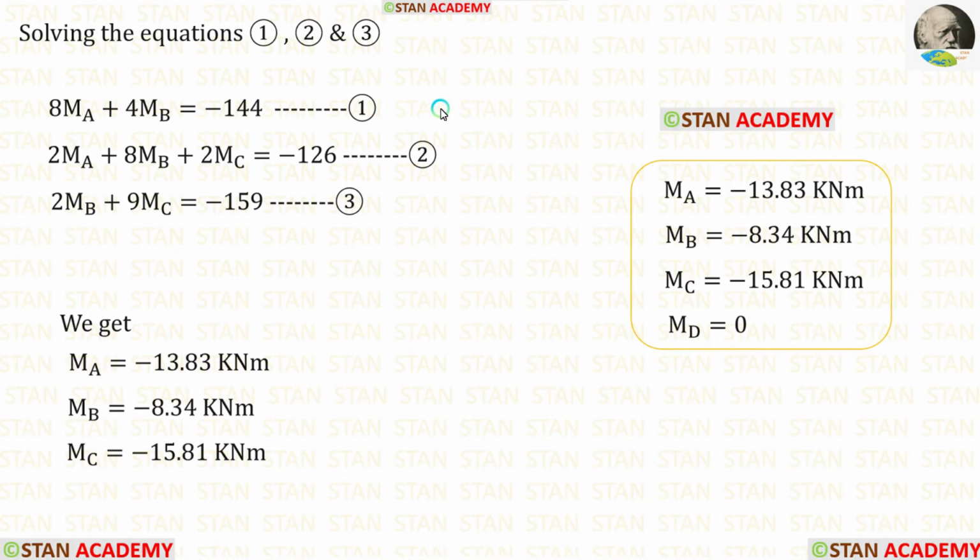We have made three equations. We can apply all of the equations in the calculator and find out the final moments. If you do not know how to solve three equations in the calculator, see the description below. There is a link. You can click the link and watch the video for getting ideas how to solve three equations in the calculator. In this analysis, we have calculated all of the moments.